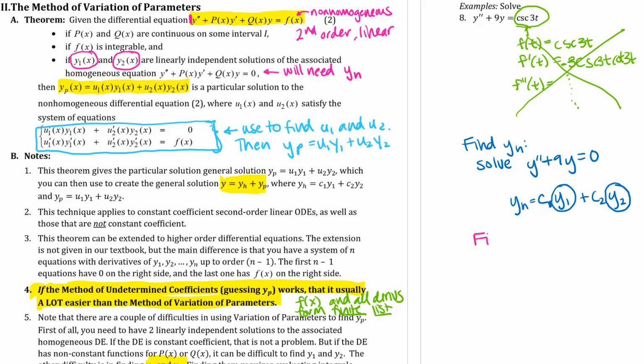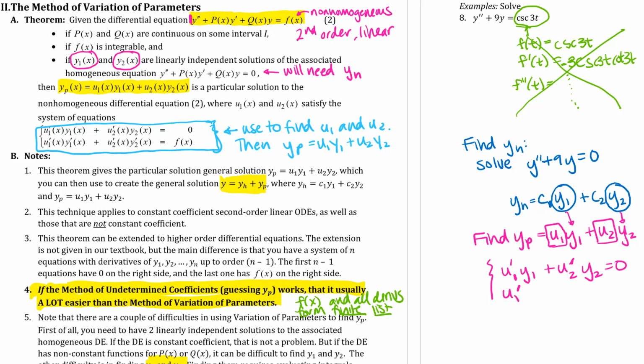Alright, so to find the YP will be U1 times our Y1 from that prior step plus U2 times the Y2 from that prior step. But the issue is that the U1 and U2 are not just coefficients, those are actual functions. So I have to find the U1 and U2. I'm going to do that by setting up that system of equations. You will want to put that on your formula sheet for exams or in the semesters when we don't have formula sheets. Students just learn this little system of equations.